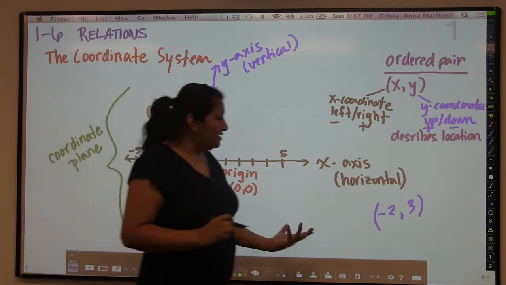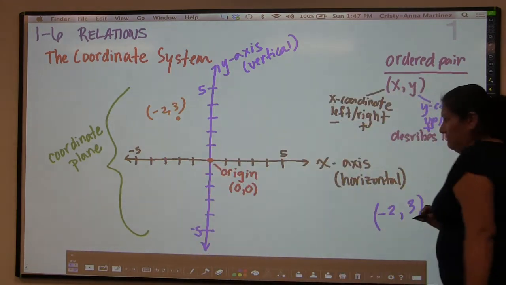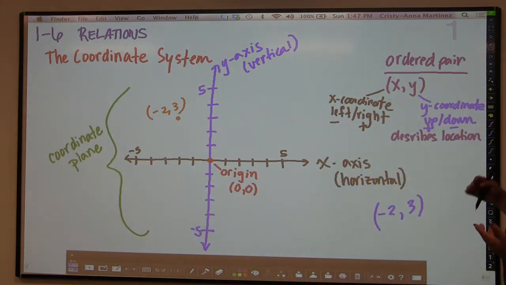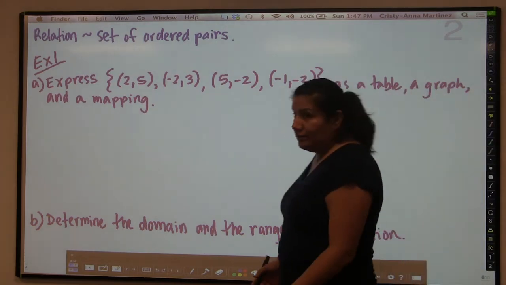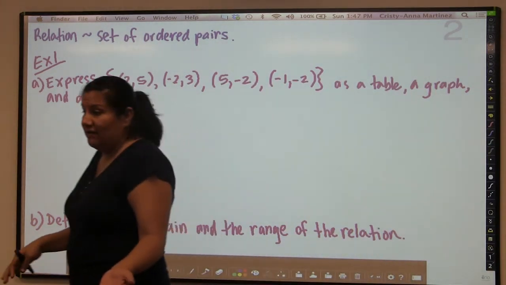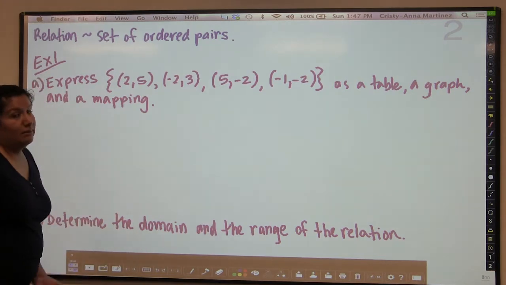All right, this could be a review for some of you, or maybe in some cases you weren't aware. I just want to make sure that we understand how to plot ordered pairs, because the definition for a relation is a set of ordered pairs. So you have to know what an ordered pair is in order to have a set of ordered pairs, in order to understand what a relation is.